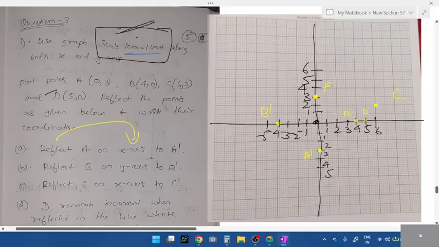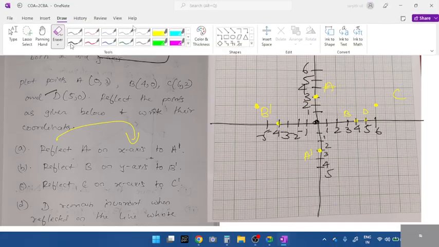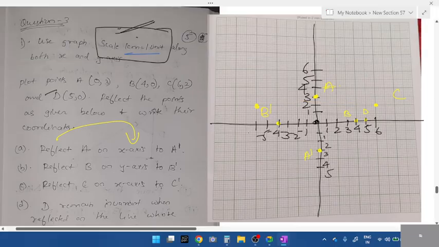A, B is done. Now tell me C, student. Where is C? Which axis? X axis. What is the value given? 6. Yes, 6, 2. If you reflect it, look, same, it goes to 6, 2. Is it clear? Yeah, 6, 2 is done. I'll take 6 here. -6. -6, 2, C dash.